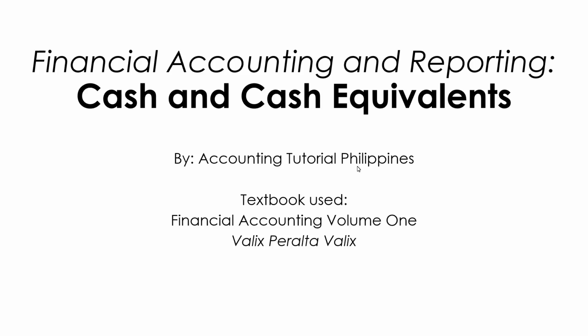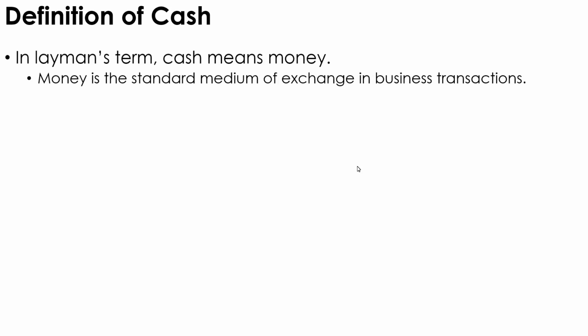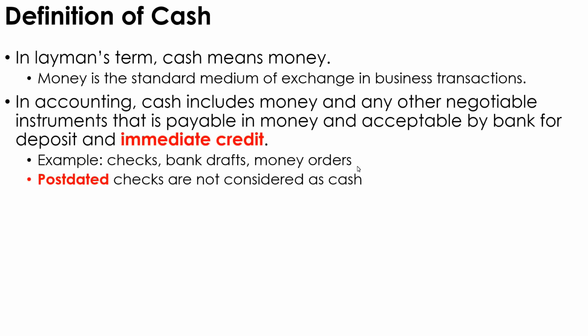Valix. So now, let us define cash. Cash means money in layman's term. Money is the standard medium of exchange in business transactions. However, in financial accounting, cash does not just include money. It also includes any other negotiable instruments that is payable in money and acceptable by bank for deposit and immediate credit. Tandaan natin yung term na immediate credit, okay? And few examples of this cash equivalents are checks, bank drafts, and money orders.